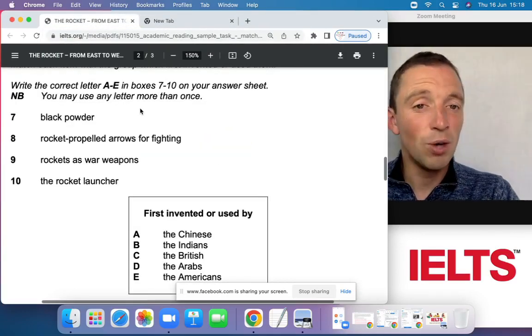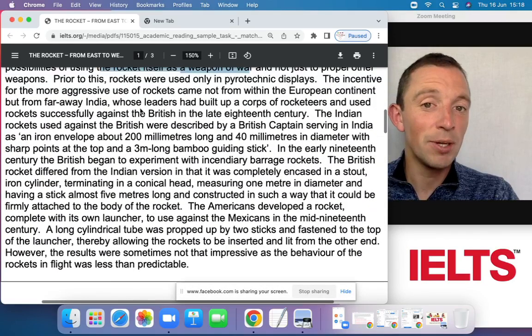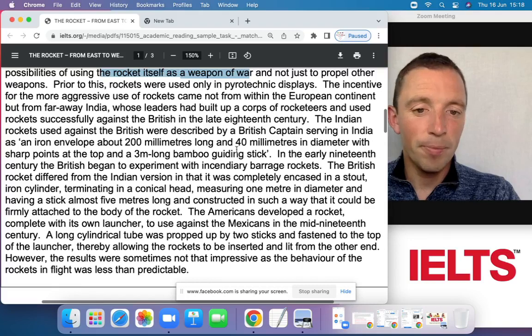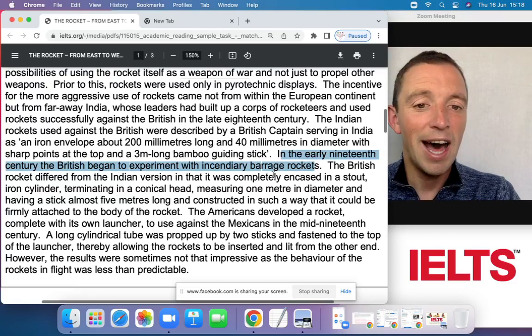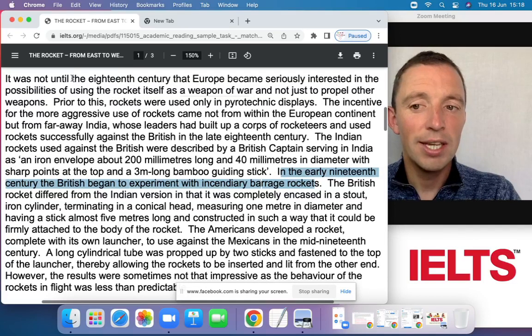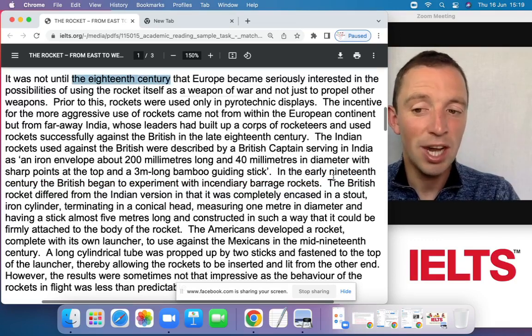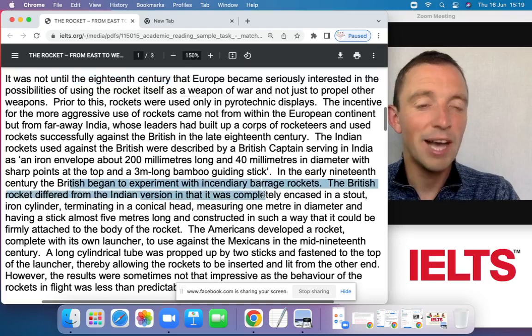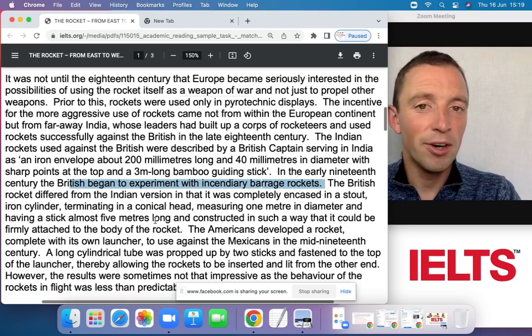Next, we need to find a rocket launcher. So I think at the end, we've seen some information about the rocket launcher. So here, in the early 19th century, the British began to experiment with incendiary barrage rockets after the Indians. Okay, so the Indians were first. Yes, the British started to use them, but it was after the Indians started using them. Okay, so now we're looking for the rocket launcher.